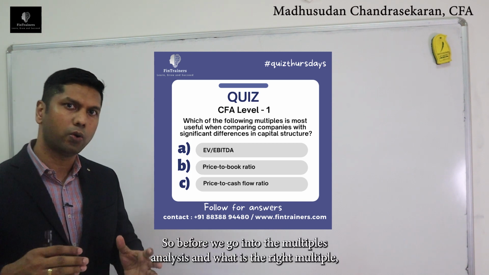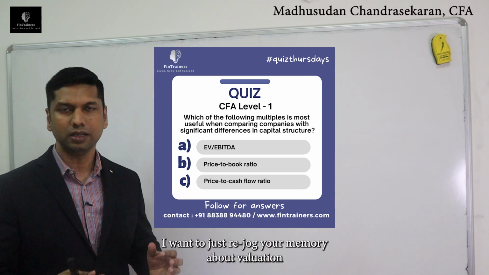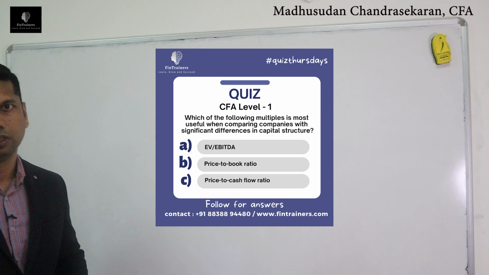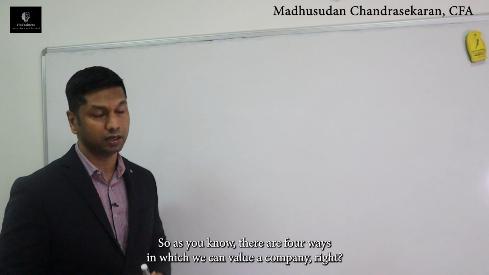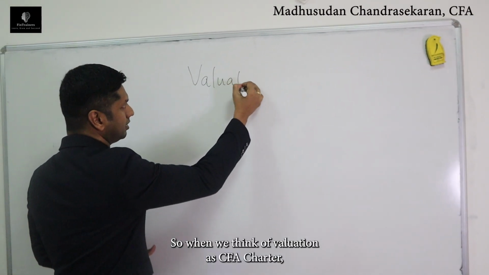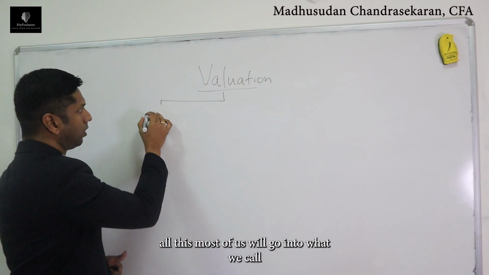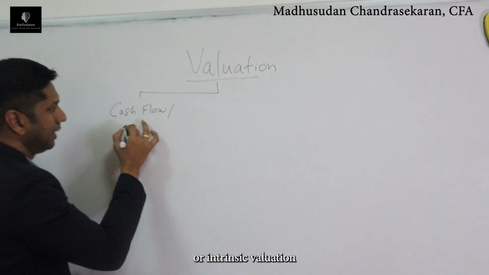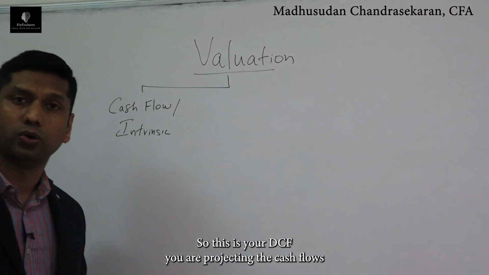So before we go into the multiples analysis and what is the right multiple, I want to just jog your memory about valuation. So as you know, there are 4 ways in which we can value a company, right? When we think of valuation as CFA charter holders, most of us will go into what we call the cash flow or intrinsic valuation, right? So this is your DCF.